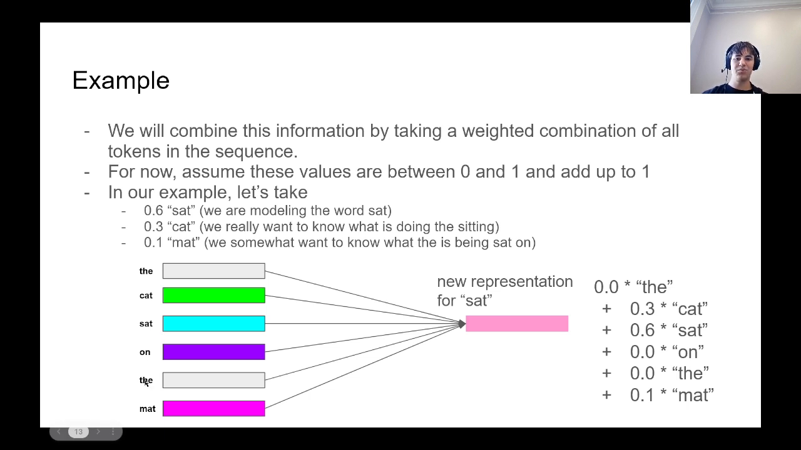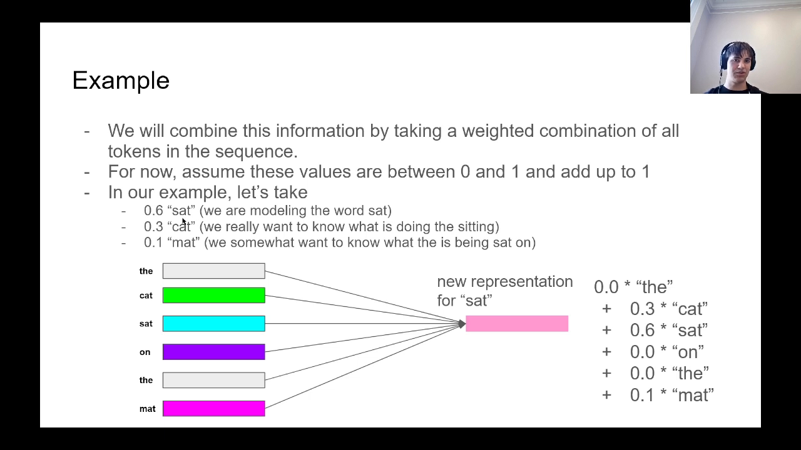So maybe we still want this vector to represent mostly the word sat, but we want to have a little bit of information of the word cat and the word mat. So let's say we have values between 0 and 1 that add up to 1 to represent the new representation of the word. You'll see later, due to softmax, this is an assumption that is met. So what we're going to do is say I want 60% of the word sat, so 0.6 sat, I want 0.3 cat, and I want 0.1 mat.